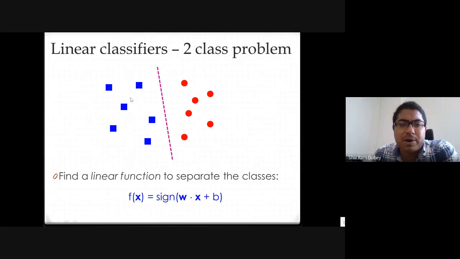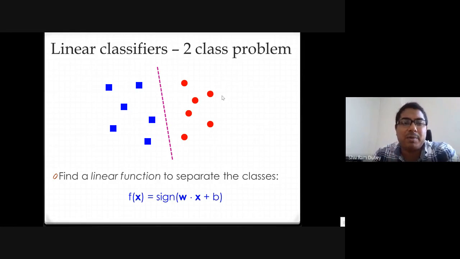So X is nothing but the data, and if the dimensionality of the data is d, then it is represented in a d-dimensional space. So this X is the data, and what is this W? W is the parameter. And what is that parameter?